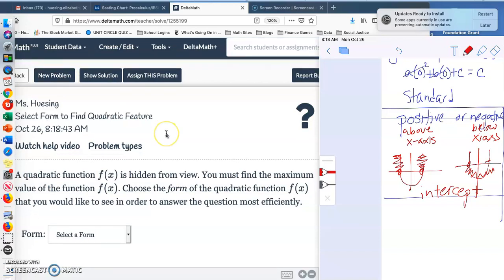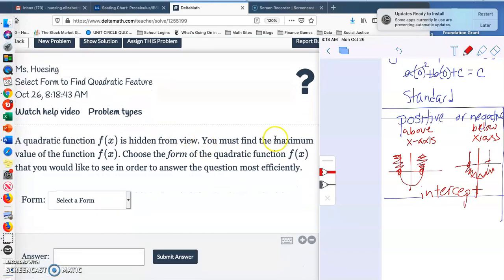So the key on all of these is to see what you're looking for. This one is looking for the maximum. So what form do we want for that? We could go to vertex form. And then again, our maximum is just our y value of 2.